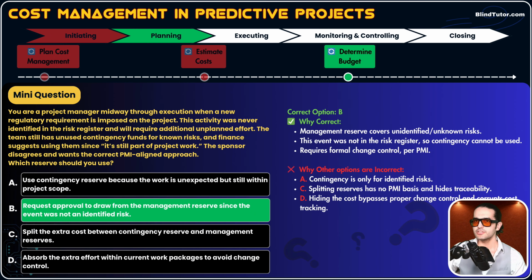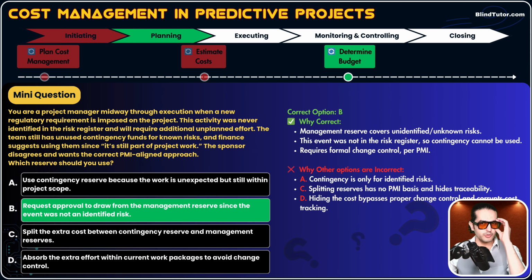Option A says use contingency reserve. No. Contingency is only for identified risks and for known unknowns. Option C says split the extra cost. Why? Where did you get that from? A splitting thing. No, don't come up with stuff, guys. Splitting reserves has no PMI basis and hides traceability. And option D says absorb the extra cost within current work packages to avoid change control. Option D is just nonsense, guys. Hiding the cost bypasses proper change control and corrupts cost tracking.